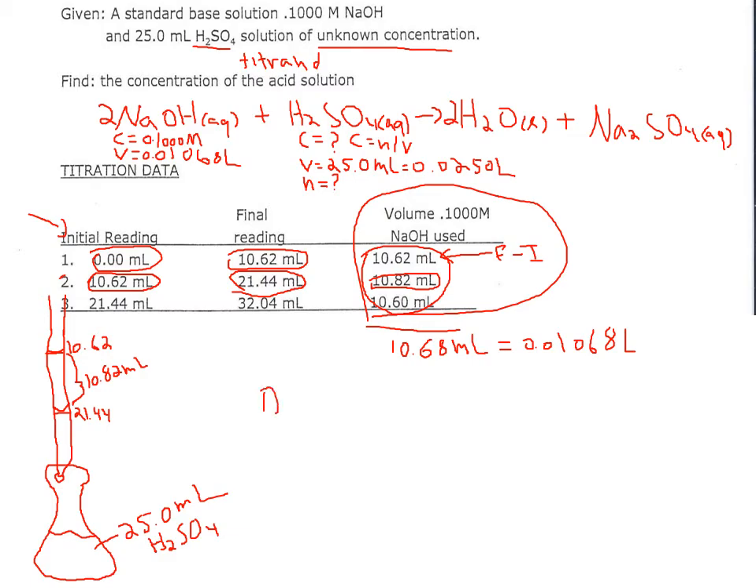First I'm going to find my number of moles of base used. So n of base is going to be equal to C times V, which is 0.1000 moles per liter times our 0.01068 liters. Cross liters out, and you get 0.00168 moles.